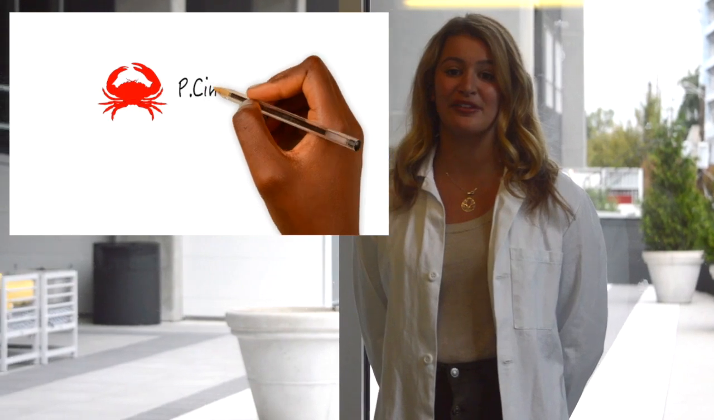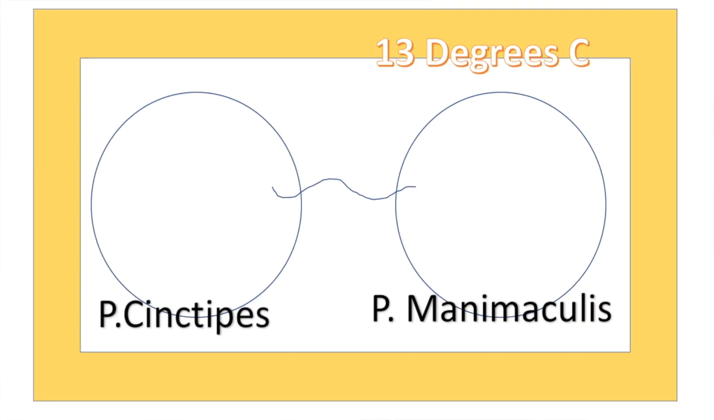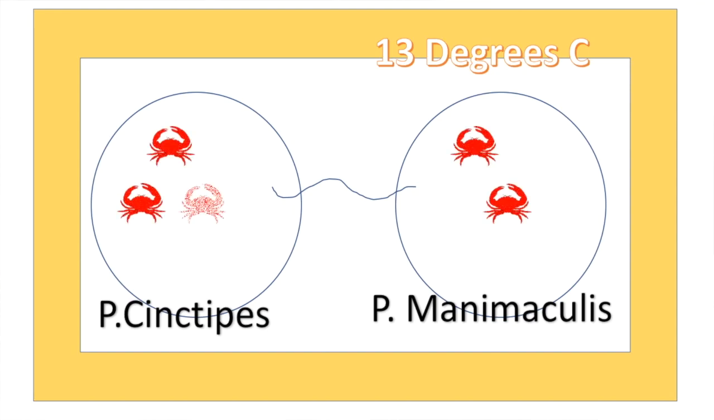Hi, I'm Danielle, another scientist on What's Going On. So I'm sure you're all wondering how exactly the study was carried out. First of all, there were two types of crabs, the P. cinctipes and the P. manimaculus. The crabs were taken from California and stored in the lab. In the lab, they were put in flow through sea tables that were maintained at 13 degrees Celsius.